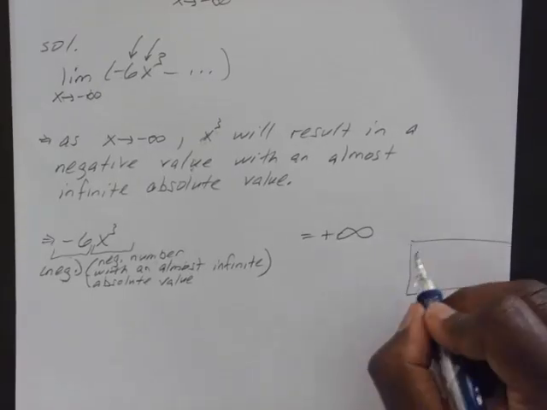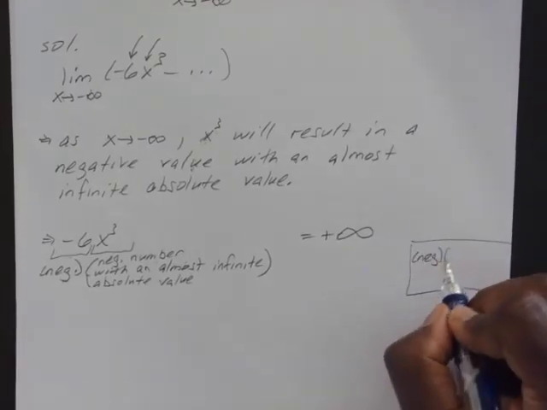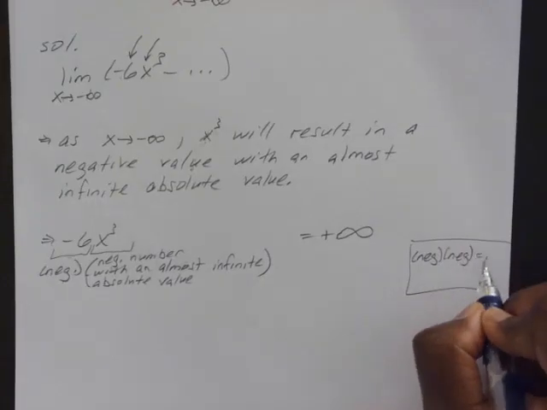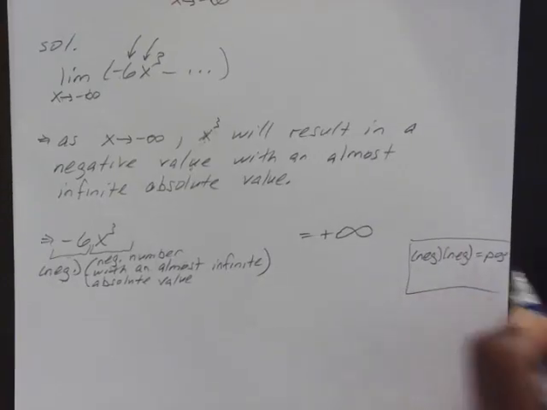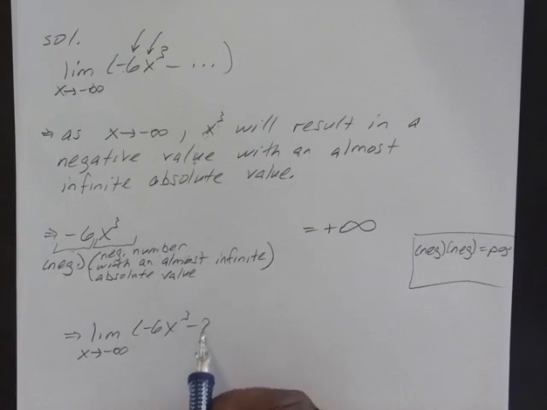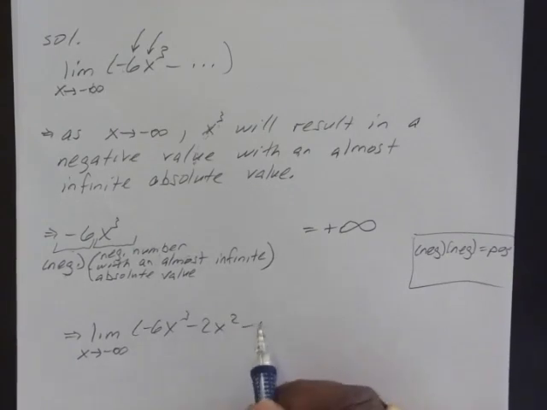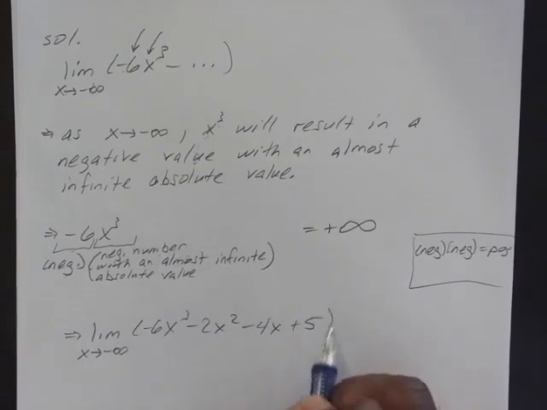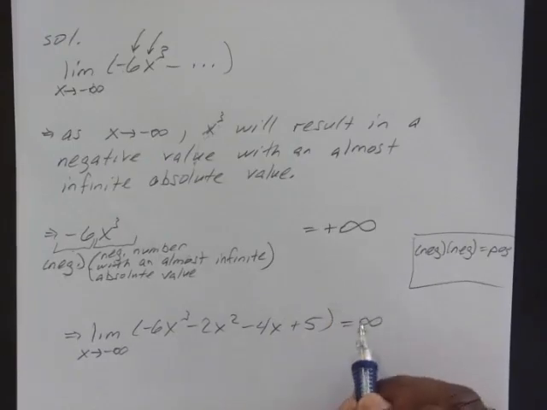Because we know that a negative times a negative equals a positive. So that means we know that the limit as x approaches negative infinity of negative 6x to the third power minus 2x squared minus 4x plus 5 is equal to infinity.